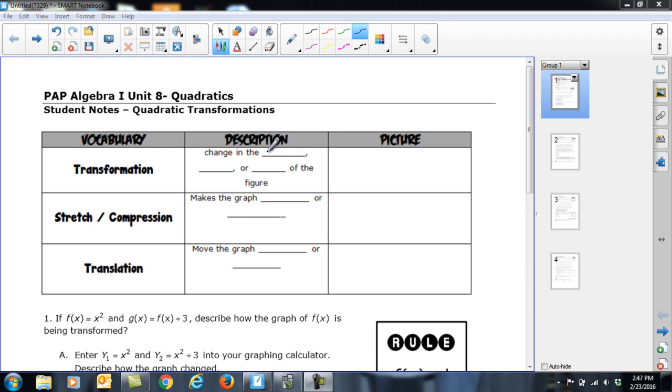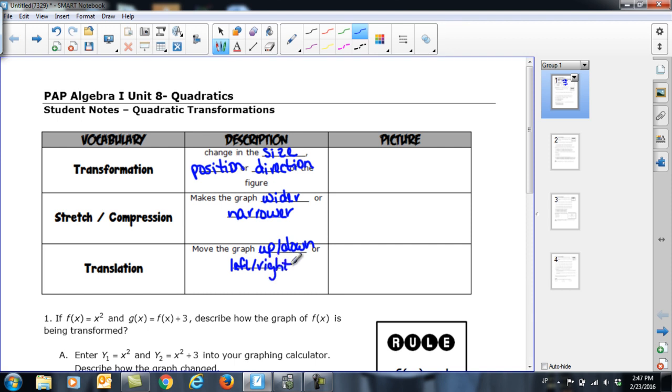A transformation is the change in the size, the position, or the direction of a figure. So it changes the size, it changes where it's at on the graph, or it changes the direction it is facing. A stretch or compression, which we'll talk about tomorrow, makes the graph wider or narrower. And a translation, which we're going to talk about today, moves the graph either up or down, or to the left and right. We're going to talk about both of these translations today so you can see them. And then tomorrow we'll do the compressions.